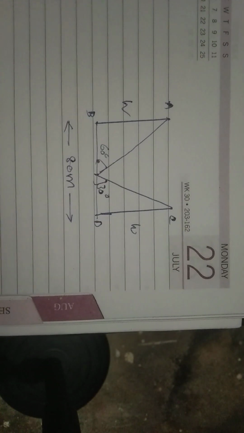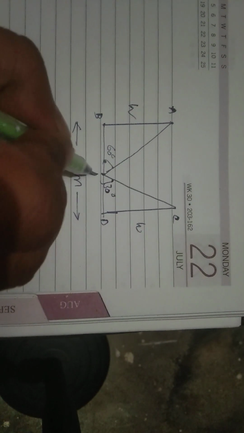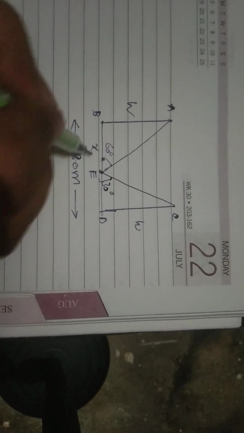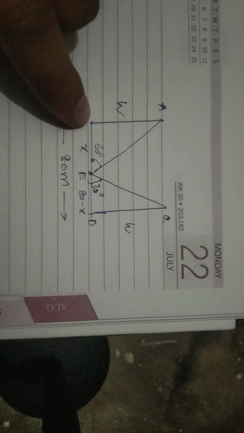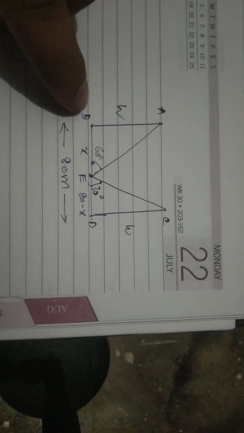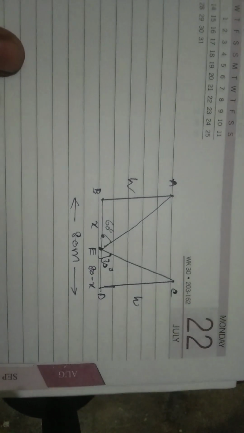Okay, now they are asking to find the height of the poles. Suppose this is point E, the point between the poles. This distance is x. Then what about this distance? It will be 80 minus x, because the total distance is 80 meters. E is a point between them on the road. Let the distance between points B and E be x. The distance between points D and E will be 80 minus x. So what we have to do? Now first we need to consider triangle ABE.